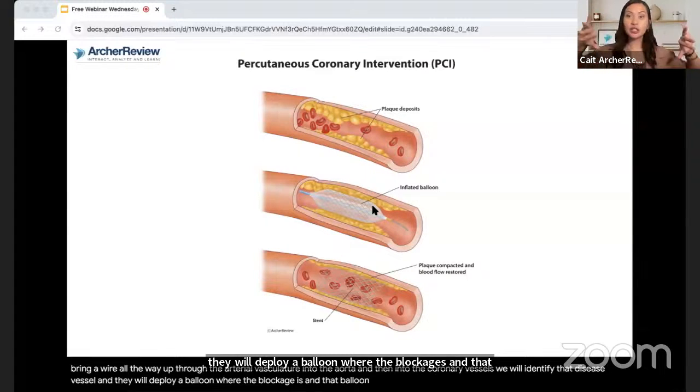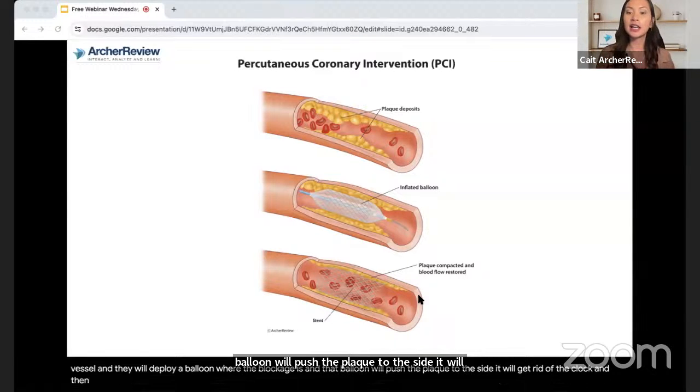And that balloon will push the plaque to the side. It will get rid of the clot, and then a stent will be left to reestablish patency of that blood vessel. So that is how a PCI is performed.